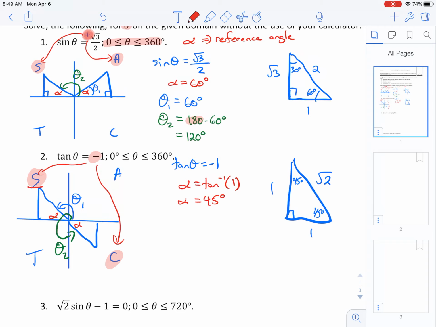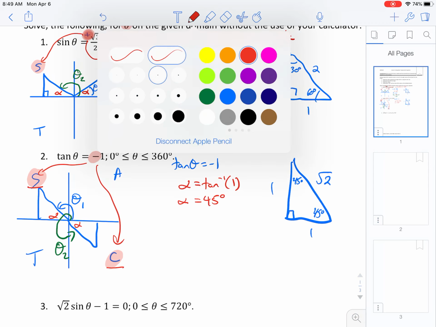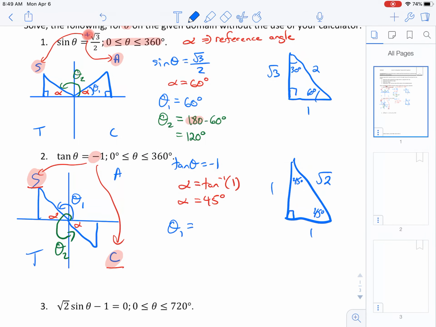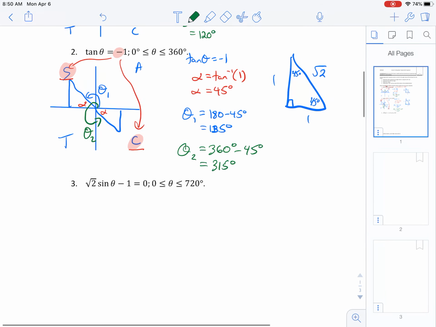But what we have is the -1, and that's because, again, it's in these two quadrants, the S and the C here. So I can figure out what theta 1 and theta 2 are. So theta 1, because it's there, it's always going to be 180 minus alpha. So 180 minus 45, so that's going to be 135. And then theta 2. Because we're in this fourth quadrant, it's going to be related to 360. So I take 360 and I minus the alpha. And so I get 360 minus 45, which is 315. And so there's my two answers.